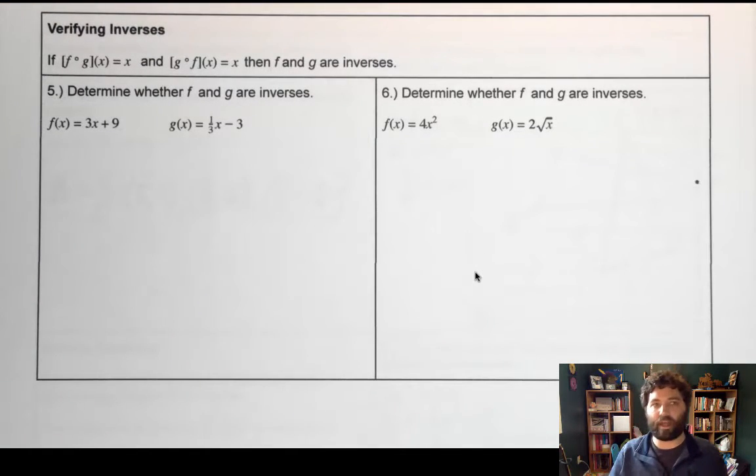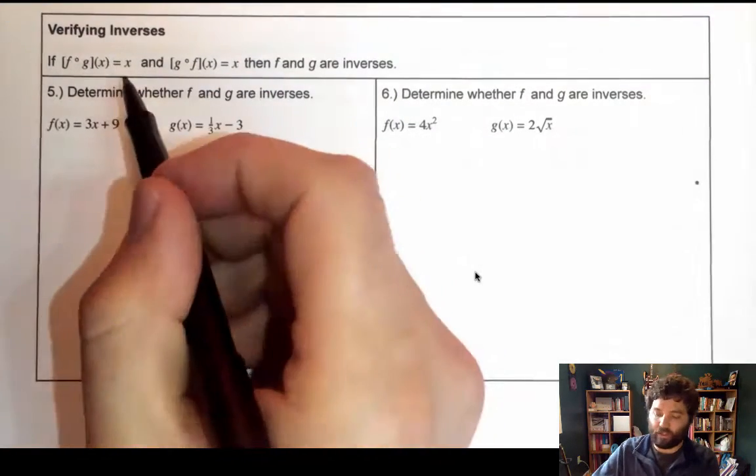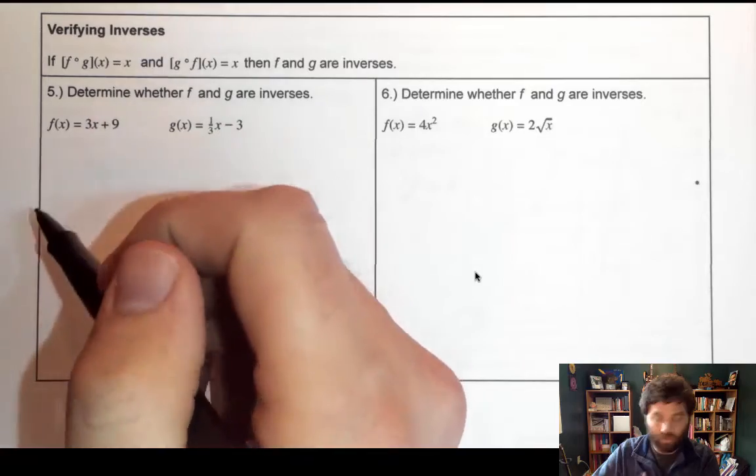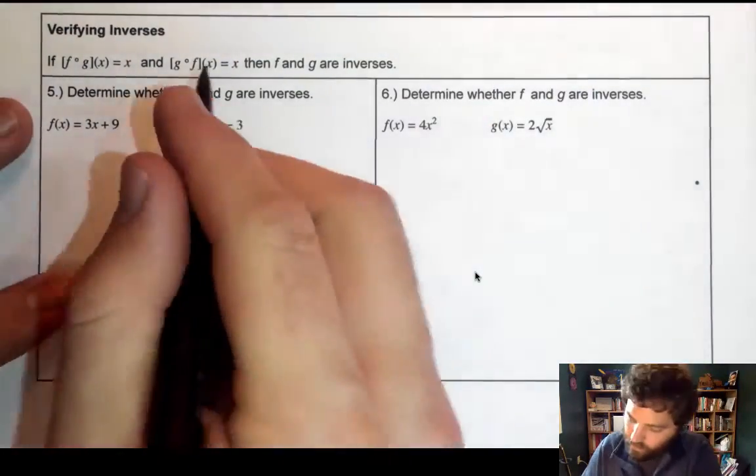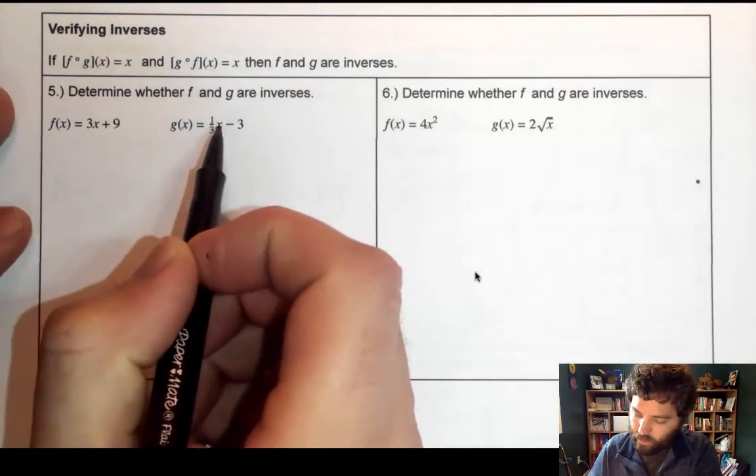Okay, so there's this interesting thing that happens if you are given 2 functions and you're trying to figure out if they're inverses. If they are inverses, then when you compose them, when you find f of g and when you find g of f, both of those will simplify to be just x. All right, so let's check that out. I want to figure out whether f and g are inverses or not.